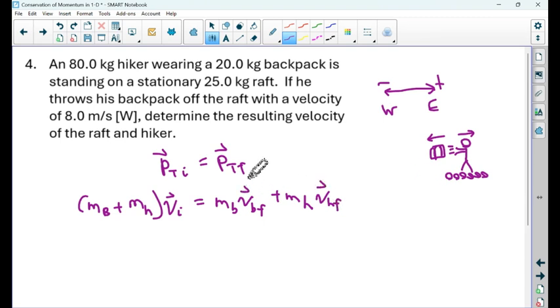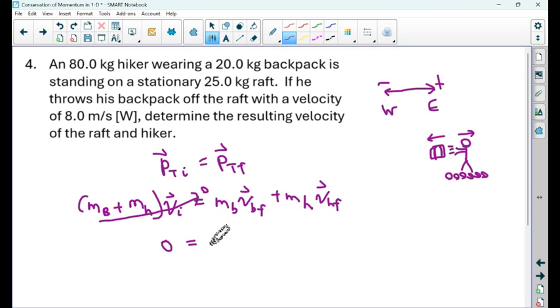Put some vector hats on there. Now, initial velocity I know is going to be 0, right? They're just standing on the raft, not moving around. So that means if that initial velocity is 0, I can get rid of that entire term. I'm going to end up with a 0 on this side.